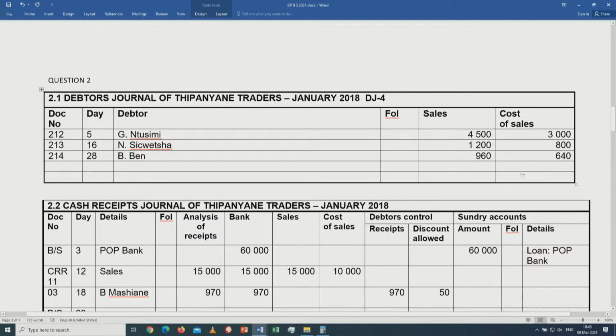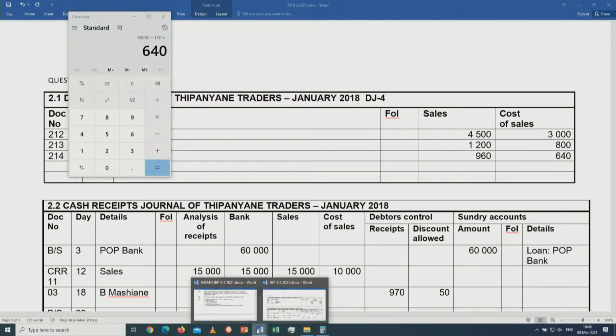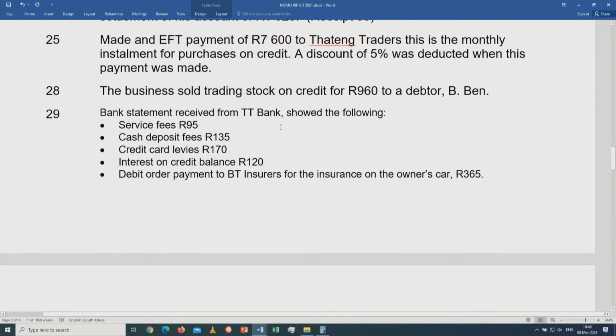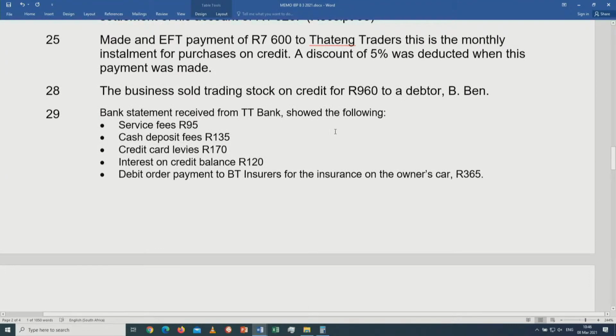For 960. The markup, remember, is 60%. Therefore, let's calculate the 60%. We're saying the cost, we multiply by 100 divided by 150, which is the percentage given. Then you have your 640. Therefore, the goods that were sold to this person amounted to 640. And then the cost of sales was 640, but the goods were sold for 960. All right. And then the last transaction, it's the last one before we go to the next activity.